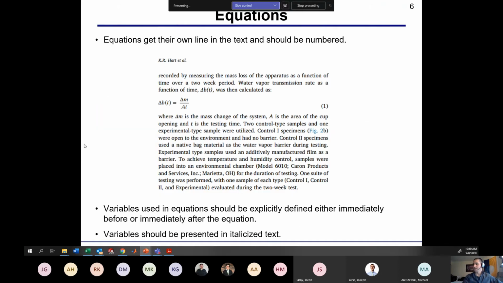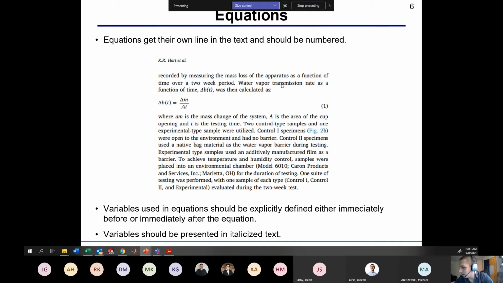All right. Now equations. When you're writing an equation in your lab report, equations get their own line and should be numbered. So you see an example here, and every variable that I used in that equation is discussed in the text. So these are important things. Equations get their own line in the text and should be numbered.